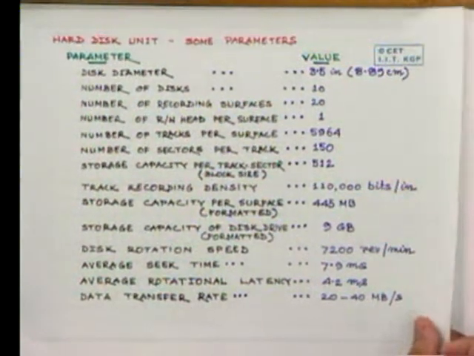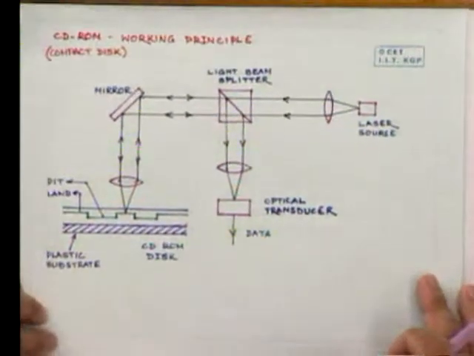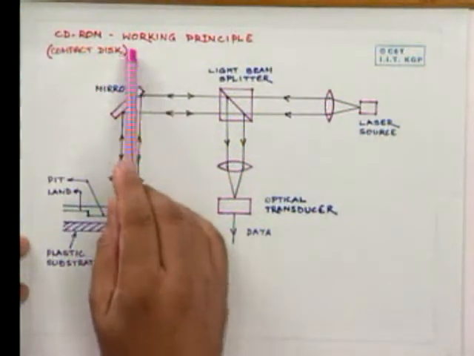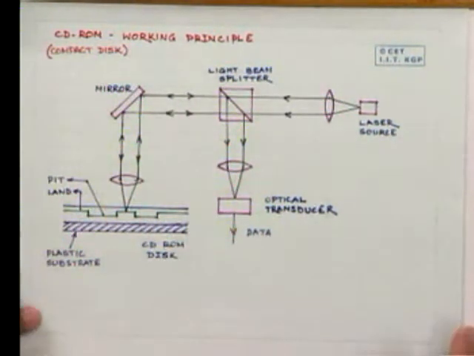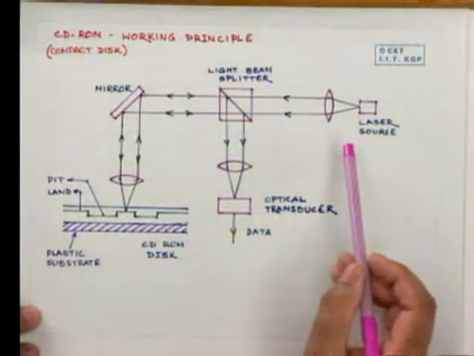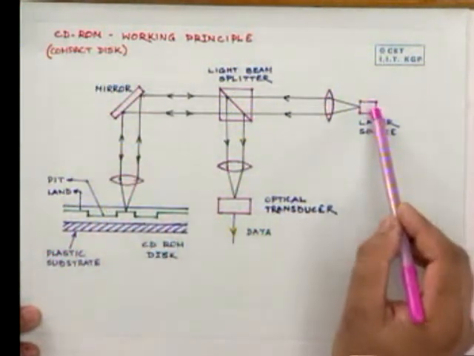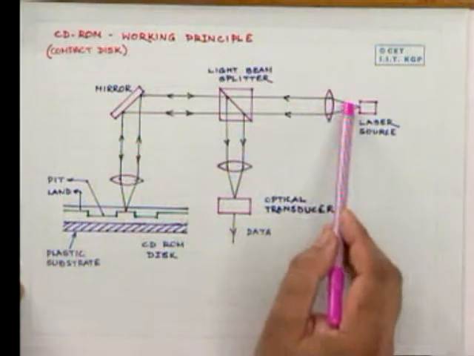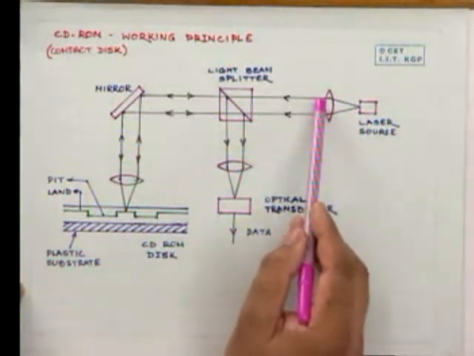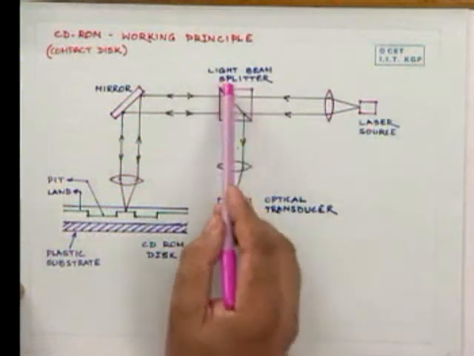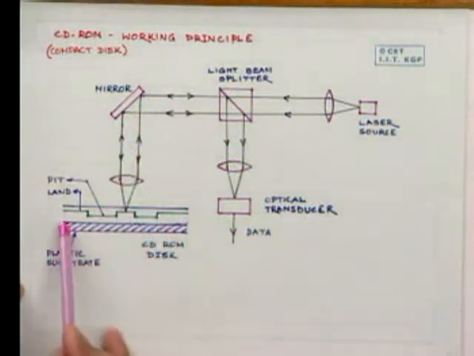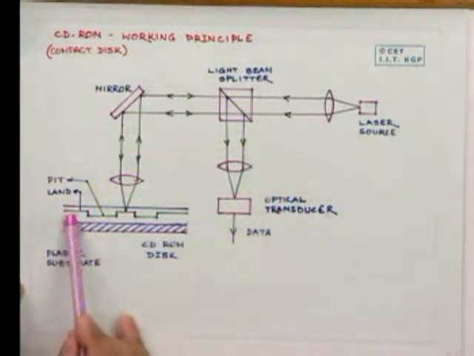Now, let us come to another kind of disk, which is very much in use today, the compact disk or CD-ROM. Let us in brief give the working principle of it. In the case of a CD-ROM, we have a laser source and some lenses. It's a parallel laser that comes over to here. This is a light beam splitter. It goes straight with a mirror, it comes over to here, and this is in fact your CD-ROM disk surface, right?